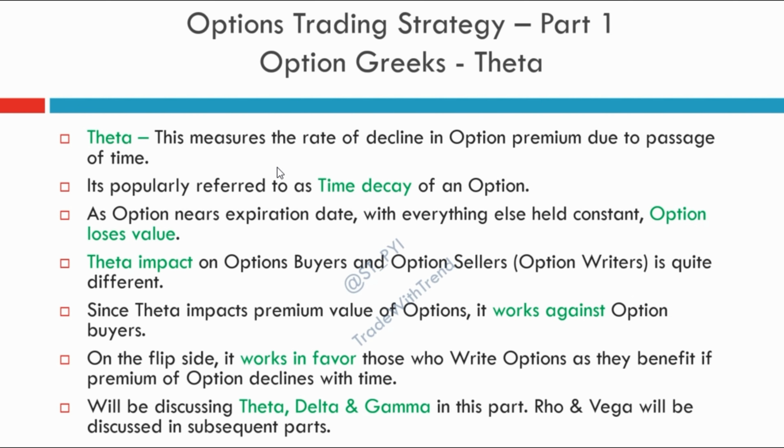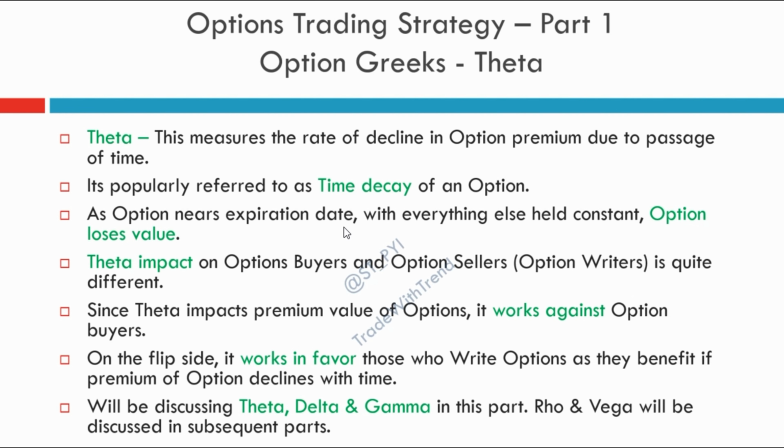So as option nears expiry, the time value of the option goes down. Why? Because the number of days to expire becomes less. So that is where theta comes into play. Theta measures the rate of decline of option premium as your expiry date nears. I hope this is clear. Quite often this is popularly referred to as time decay in an option, right? As the expiration date gets closer, you will see that most of the options start to lose their premium because they are going to expire, which is why the time value of that option starts going down.